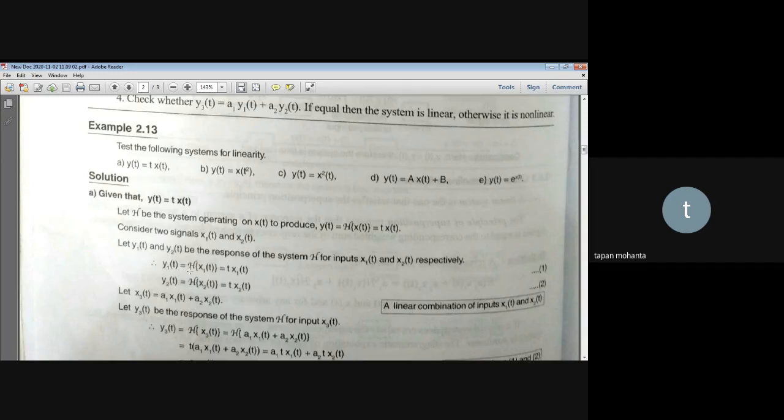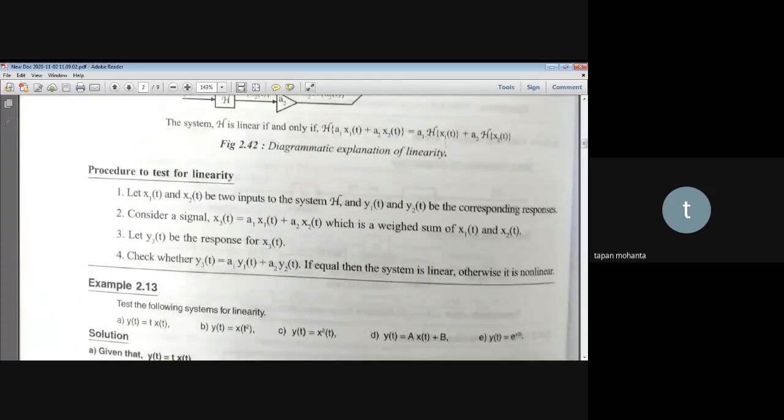Now y1 of t, the output response, is h of x1 of t. We can write that as t into x1 of t, because we know the given problem is y of t equal to t into x of t. So in place of x of t, we can write x1 of t, because we are finding y1 of t. Then similarly, y2 of t is equal to h of x2 of t, which is equal to t into x2 of t.